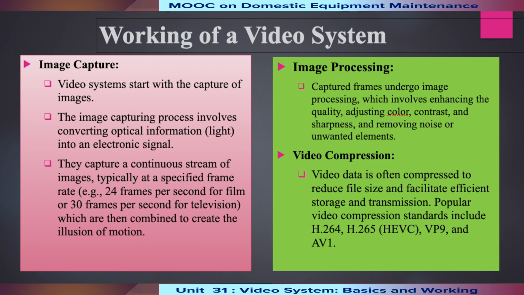They capture a continuous stream of images, typically at a specific frame rate, for example 24 frames per second for film or 30 frames per second for television, which are then combined to create the illusion of motion. Next is the image processing. Captured frames undergo image processing, which involves enhancing the quality, adjusting color, contrast, and sharpness, and removing noise or unwanted elements.